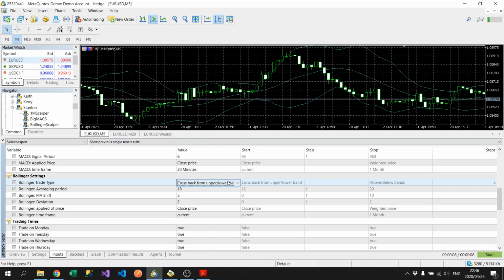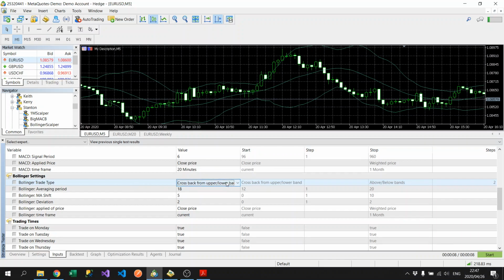So if we're using the above or below band setting, let's just set that. This one exceeded the top level, so the next candle would have been a buy, and it would have entered the trade on this candle, and I think the take profit is 50 pips. If you use cross back from upper and lower bands, that essentially is what's happening in this candle. This candle broke the upper band, and then the next candle broke back below the band, and then the trade would have been entered on this candle here.